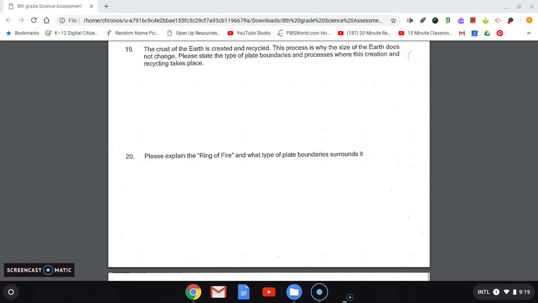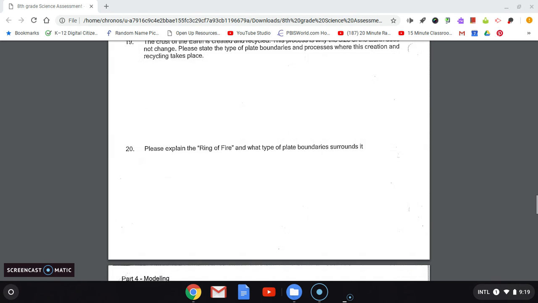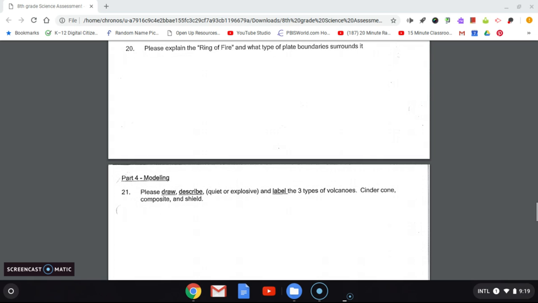Number 19. The crust of the Earth is created and recycled. The process is why the size of the Earth does not change. Please state the type of plate boundaries and processes where this creation and recycling take place. Number 20. Please explain the Ring of Fire and what type of plate boundaries surround it.